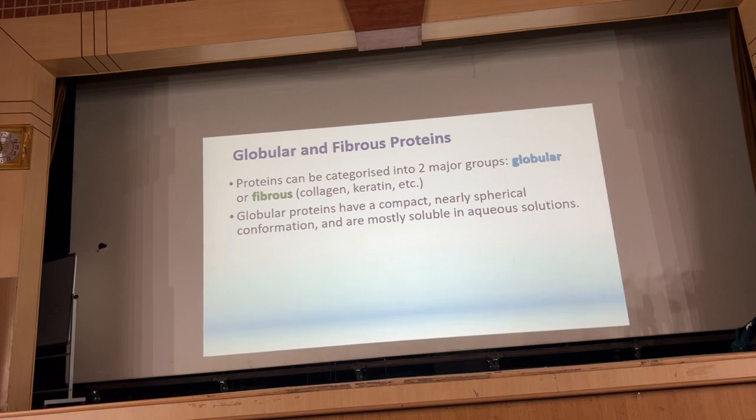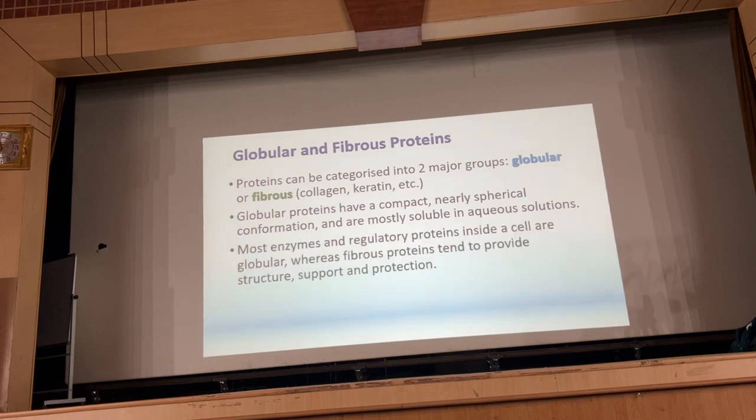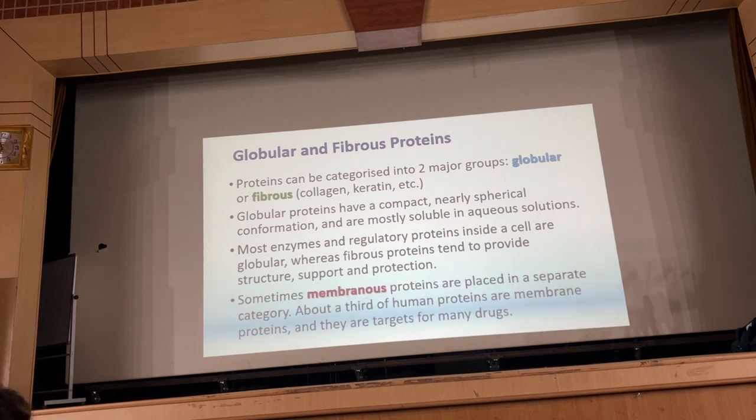But there are some groups of proteins that are organized in certain ways to have fibrous structures. So fibrous structures, for example, collagen, keratin, elastin, and those proteins. The fibrous proteins have structural functions to provide support to the connective tissues, for example, whereas the globular proteins have, you know, the majority of other functions.